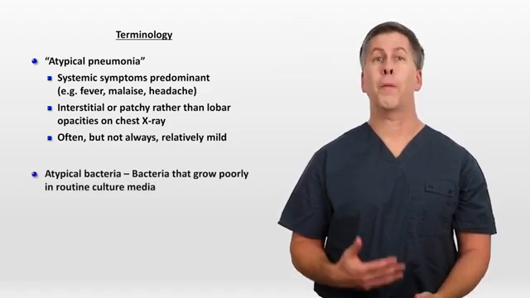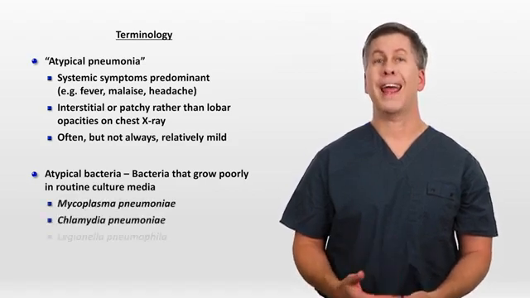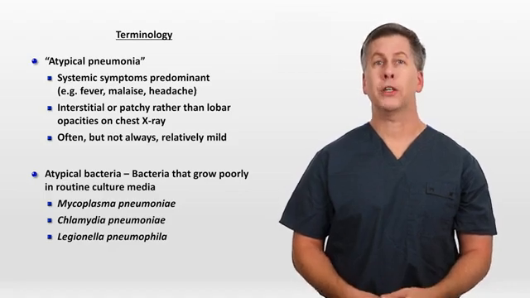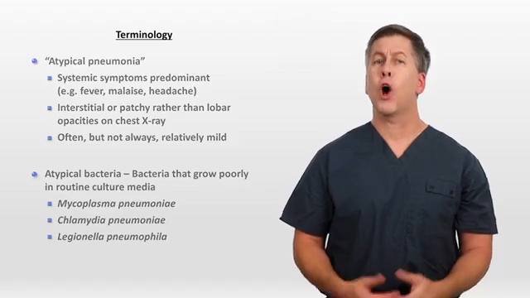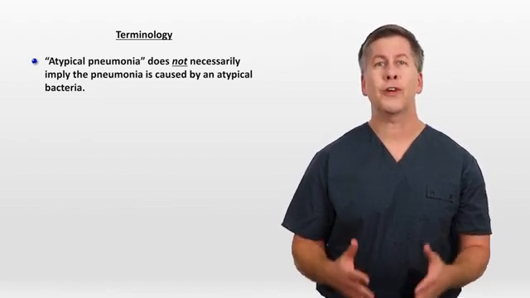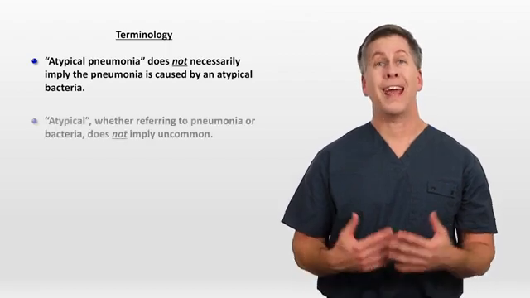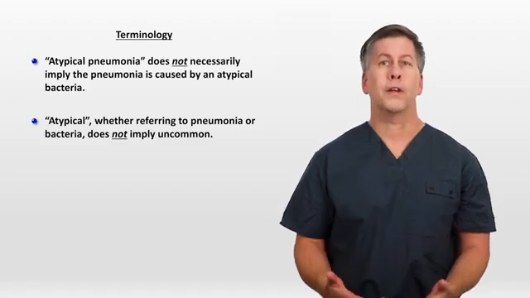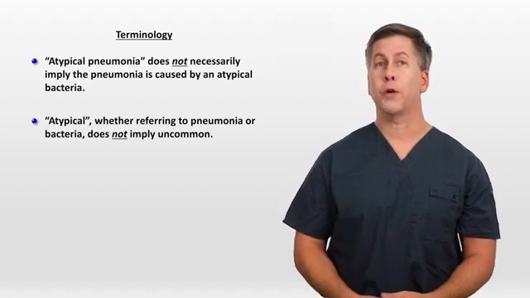Atypical bacteria are bacteria that grow poorly in routine culture media, including Mycoplasma, Chlamydia, and Legionella. Unlike other bacterial causes of CAP, atypical bacteria are also intrinsically resistant to beta-lactam antibiotics. Although it's more likely, saying that a patient has atypical pneumonia does not necessarily imply the pneumonia is caused by an atypical bacteria. And atypical, whether referring to pneumonia or to bacteria, does not imply uncommon. In fact, atypical bacteria are actually very common etiologies of community-acquired pneumonia.